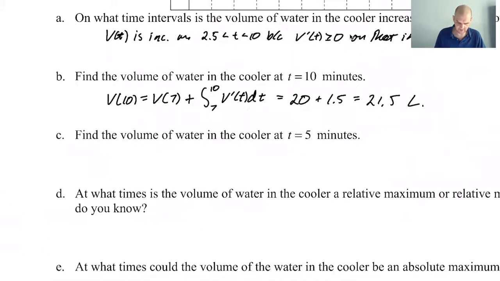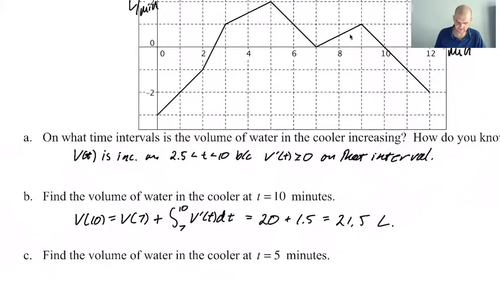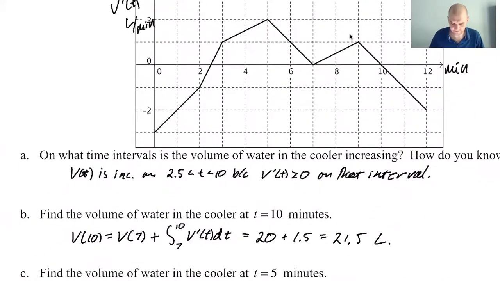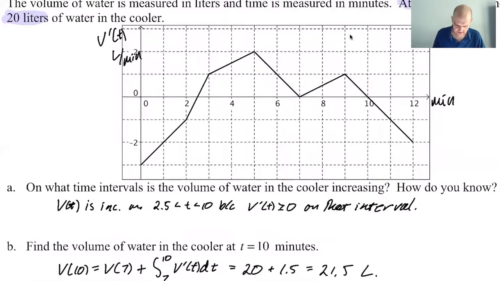Find the volume of water in the cooler at t equals 5. All right, so let's think this through. I want to know at 5. So 5 is like here. So if I were to find this, what is this? 2 by 2, so 4, but half of it, so 2. So this is 2 liters. But that's the displacement from 5 to 7. And at 7, there's 20. So if you gained 2 between 5 and 7, and at 7 there's 20, you must have started with 18. So that's like a logical way to do it.